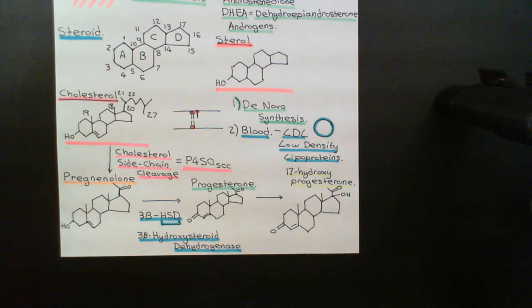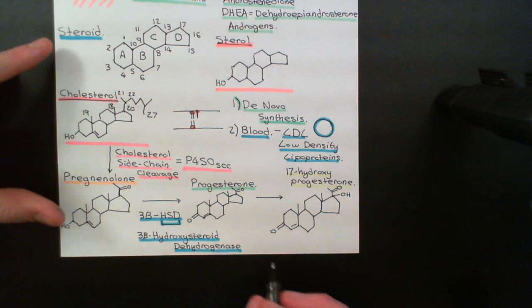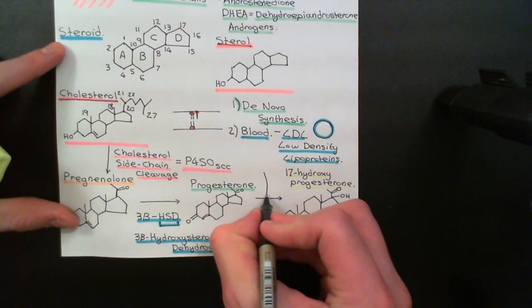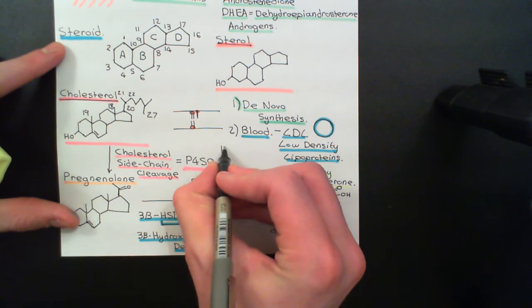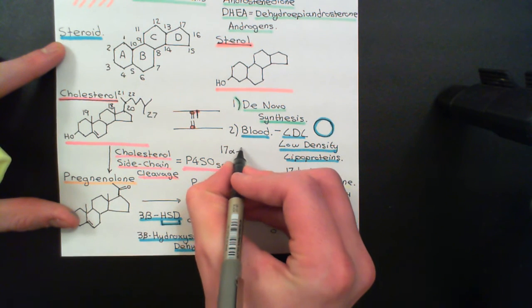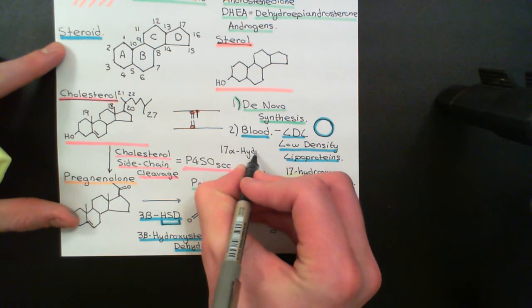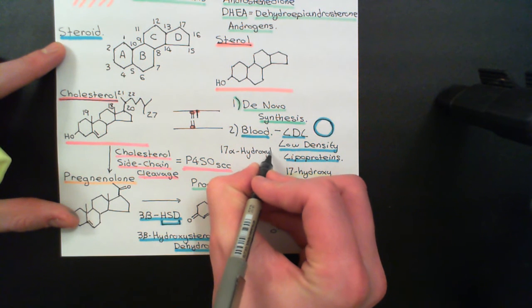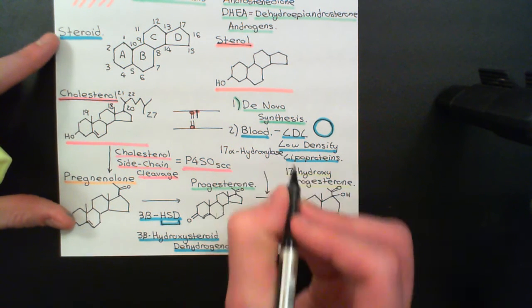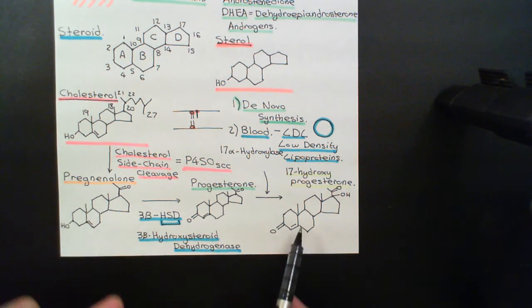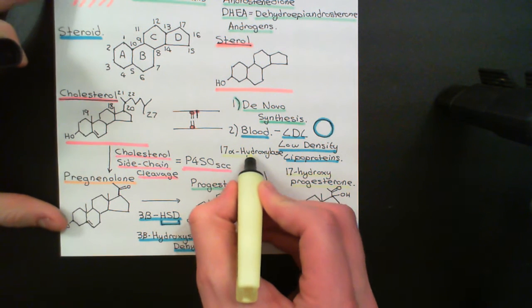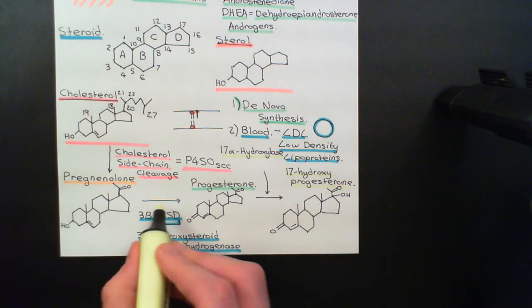Okay, so this is 17-hydroxyprogesterone, and this conversion of progesterone to 17-hydroxyprogesterone is catalyzed by an enzyme known as 17-alpha-hydroxylase. So this reaction is catalyzed by the 17-alpha-hydroxylase enzyme. Right, so now what I want to talk about is the alternative way that you can convert pregnenolone to 17-hydroxyprogesterone. So there are two different orders that you can do these two conversions.